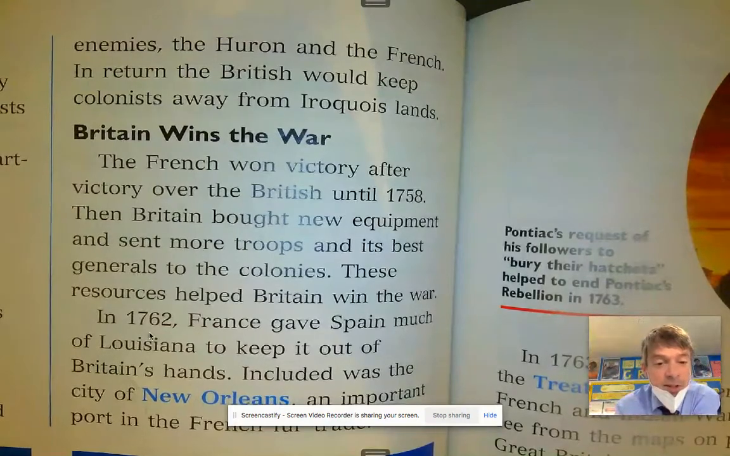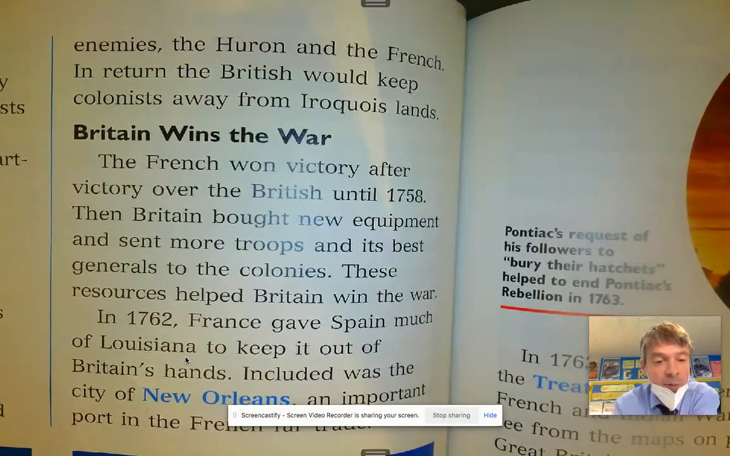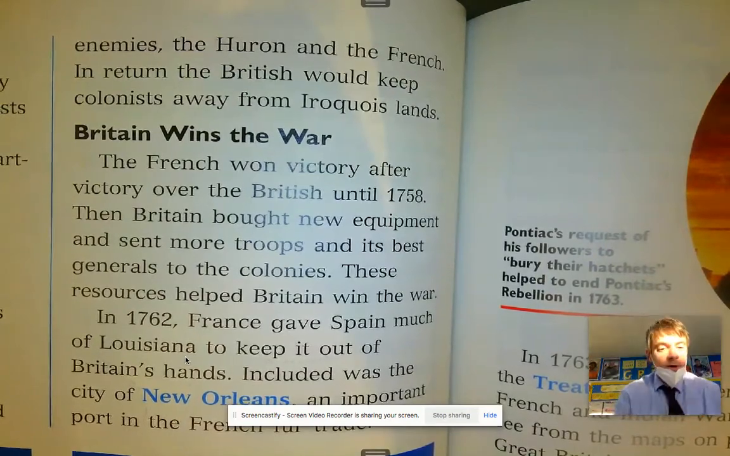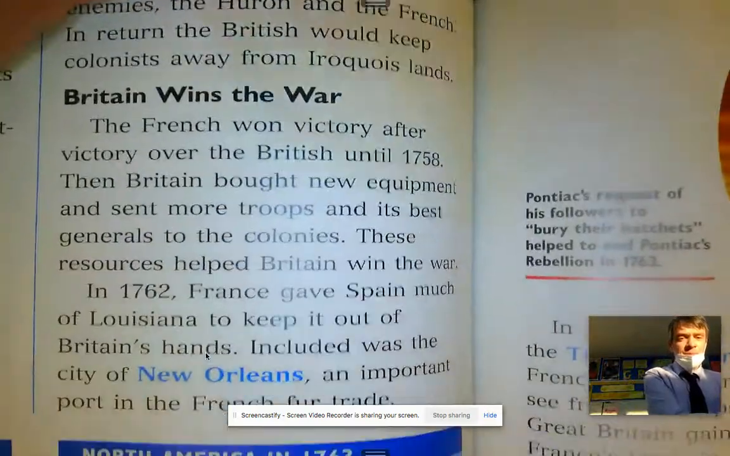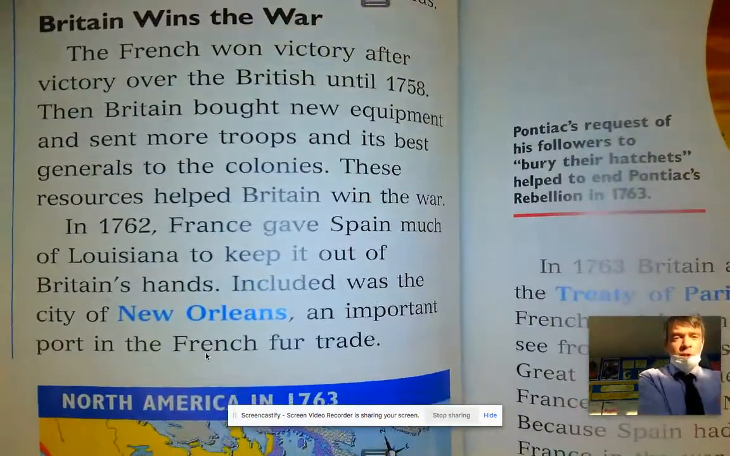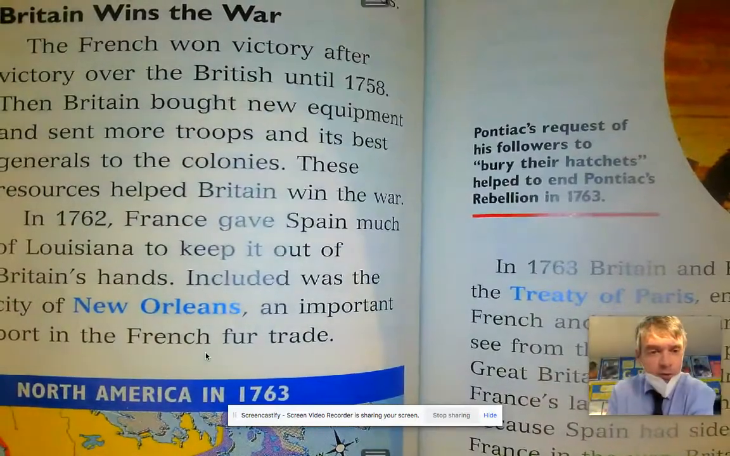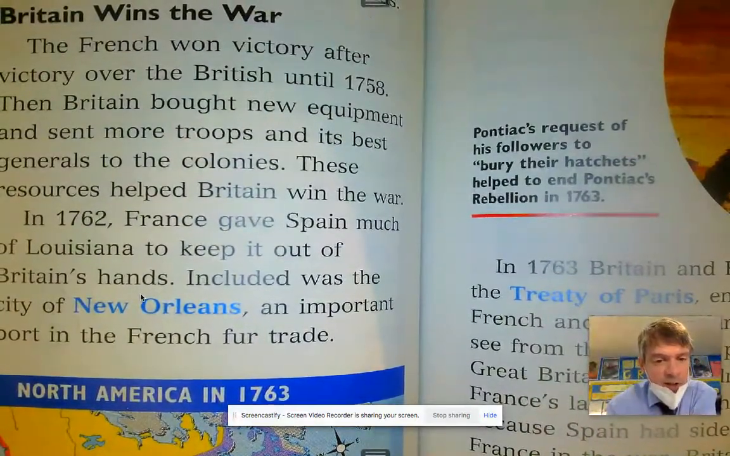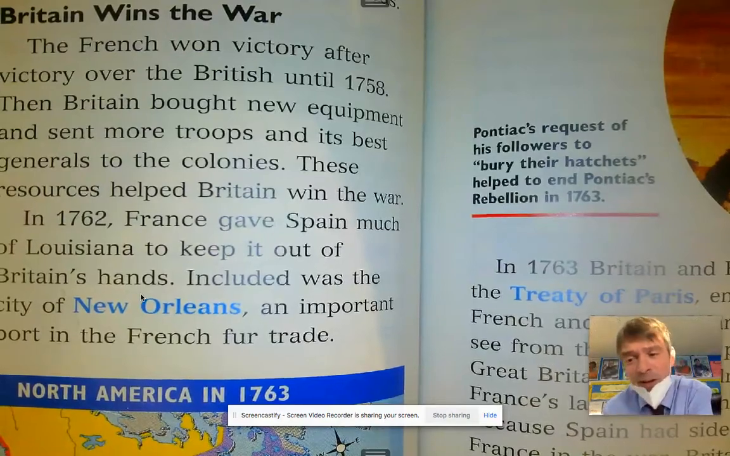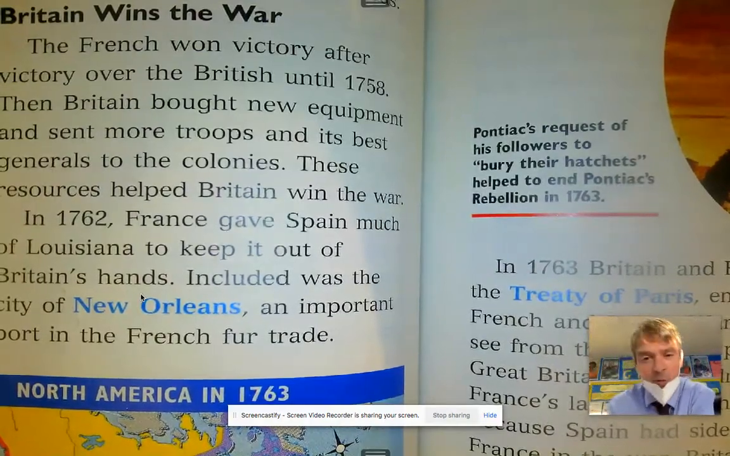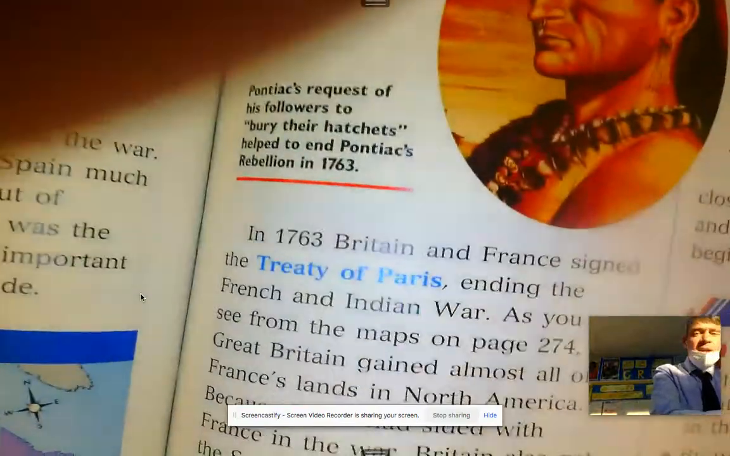In 1762, France gave Spain much of Louisiana to keep it out of Britain's hands. Included was the city of New Orleans, an important port in the French fur trade. So this is saying France gave Spain much of their land to keep it out of Britain's hands. So the French were like, hey, we don't want Britain. We hate them so much. We're going to give our land to you, Spain, because we hate the British more than you guys.